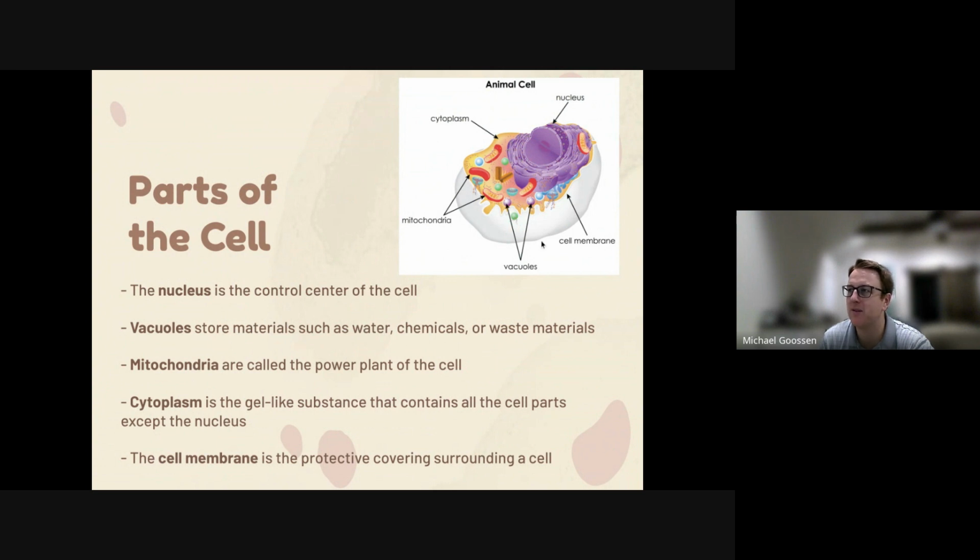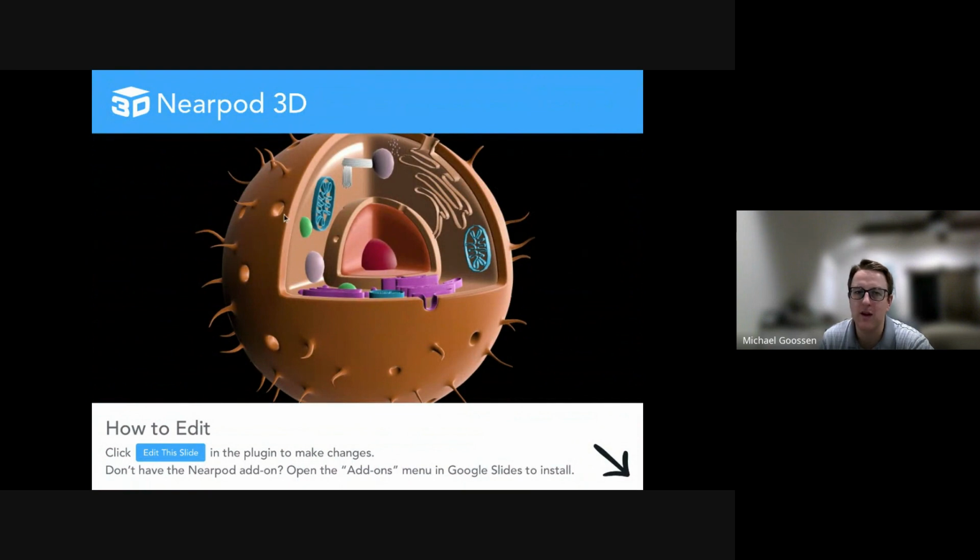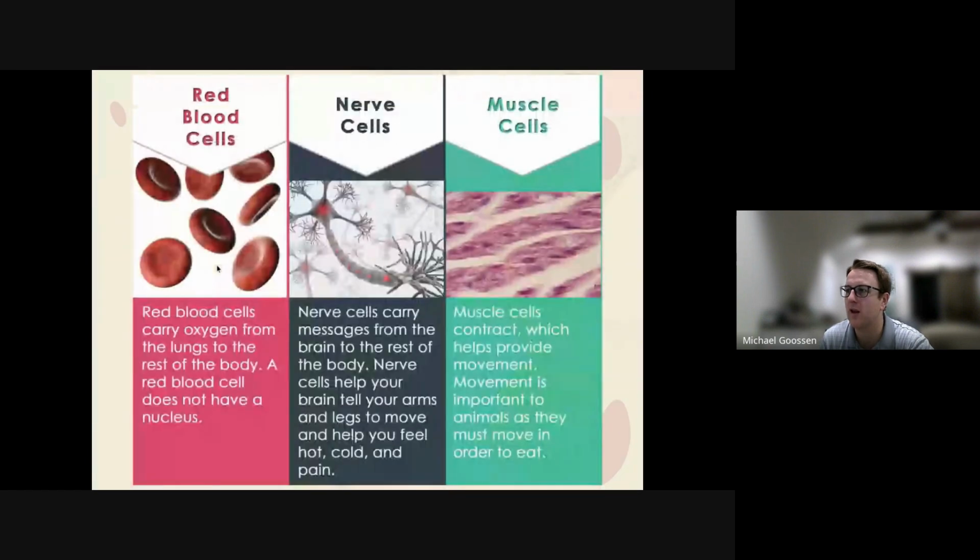The cytoplasm is like the wall. It's like the outside of, I'm sorry, I'm getting that mixed up. The cell membrane is the wall, and the cytoplasm is like the body. It's like the gel-like substance that contains everything else. And this is in the Nearpod. You could explore what the cell looks like.